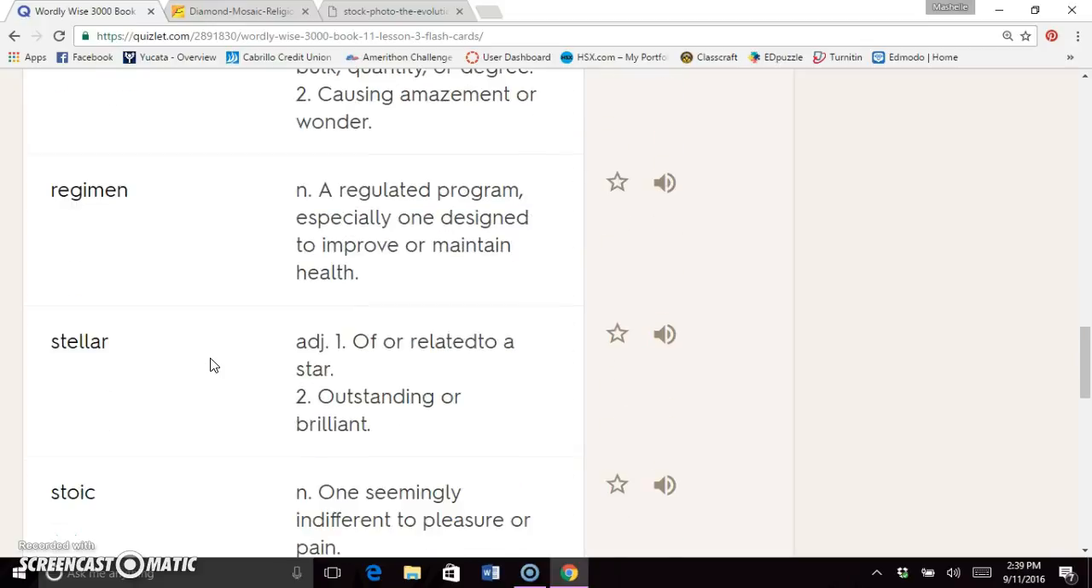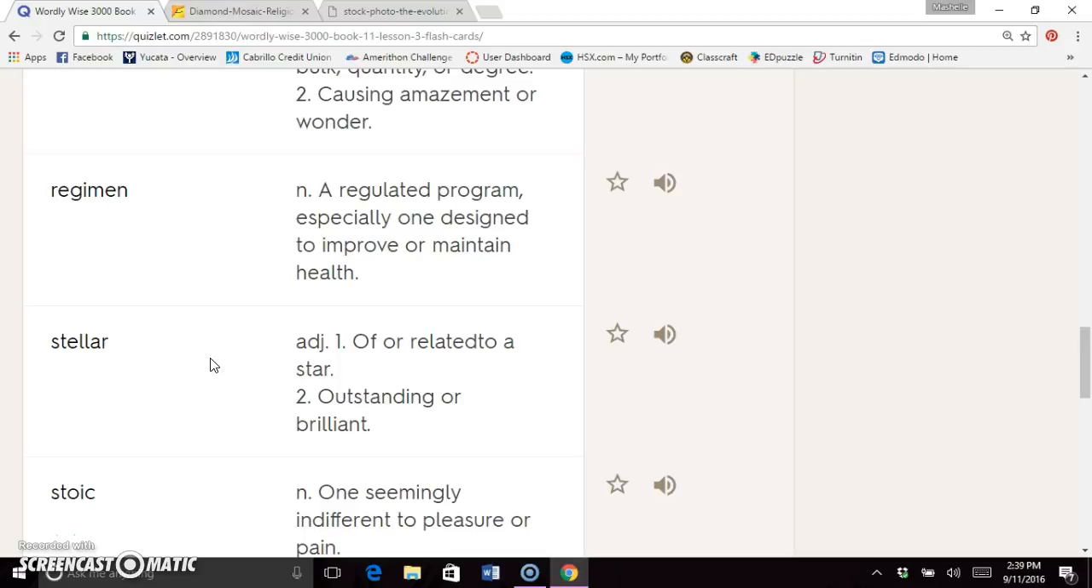Okay, regimen is a regulated program. This is one that we usually fit with the idea of improving or maintaining health. So in the morning you get up at this time, you work out, you take a shower, you brush your teeth, you eat breakfast, and you eat this type of breakfast, but you follow that regimen.